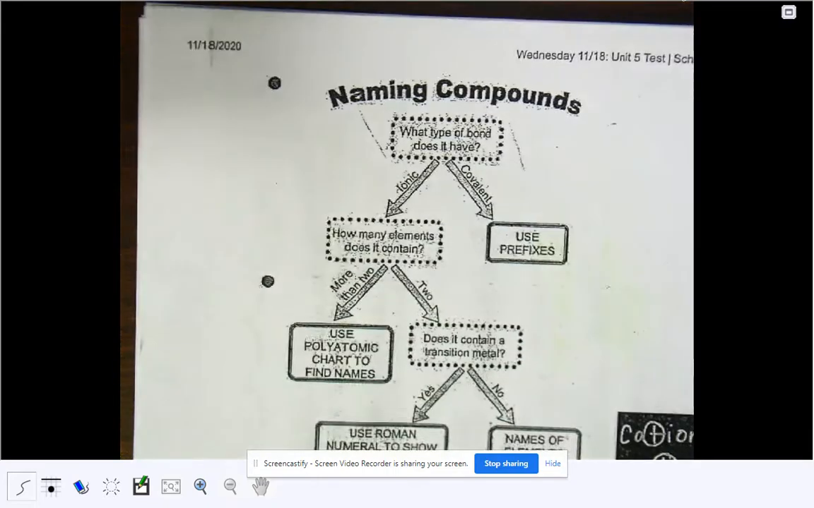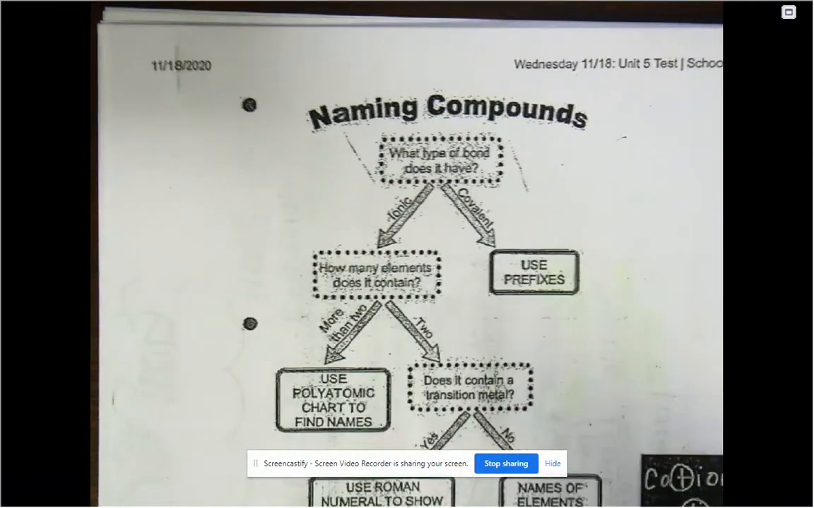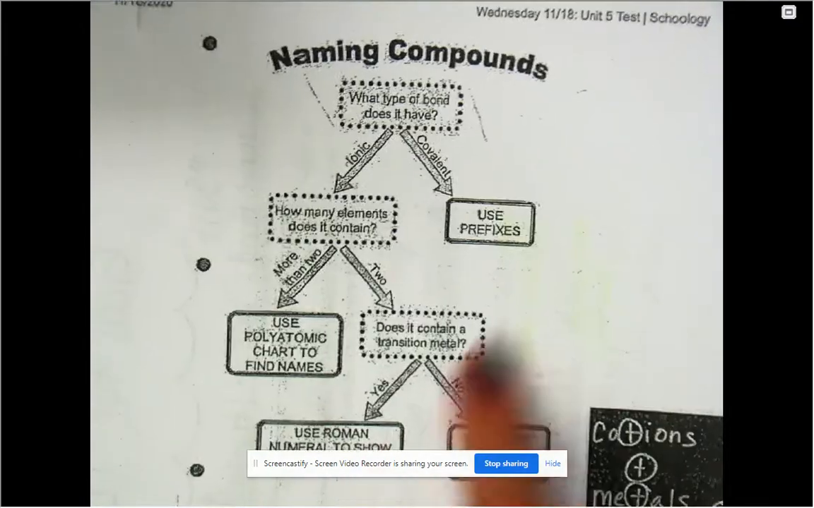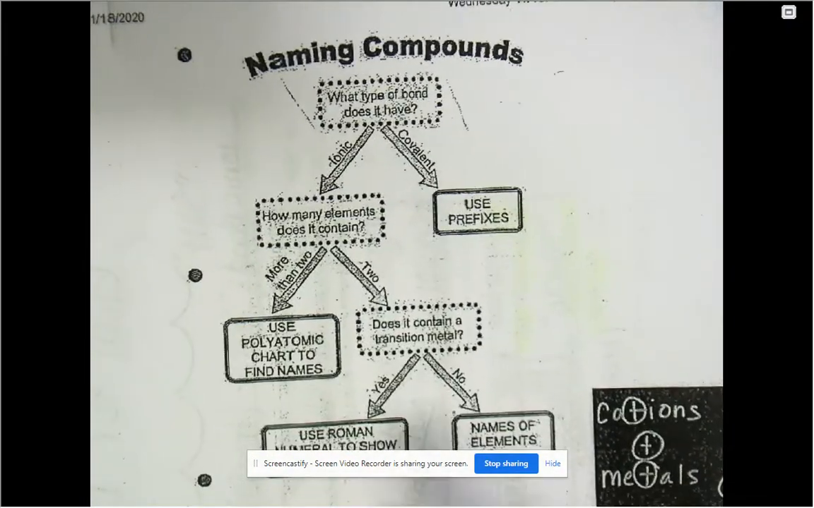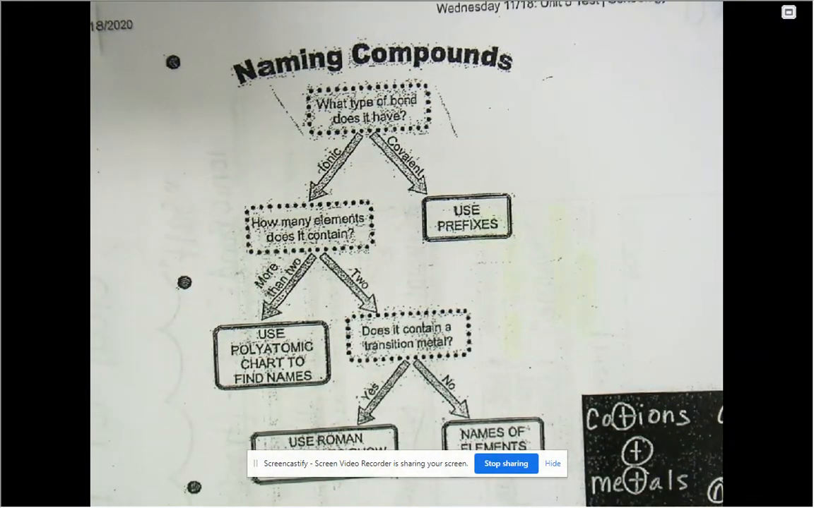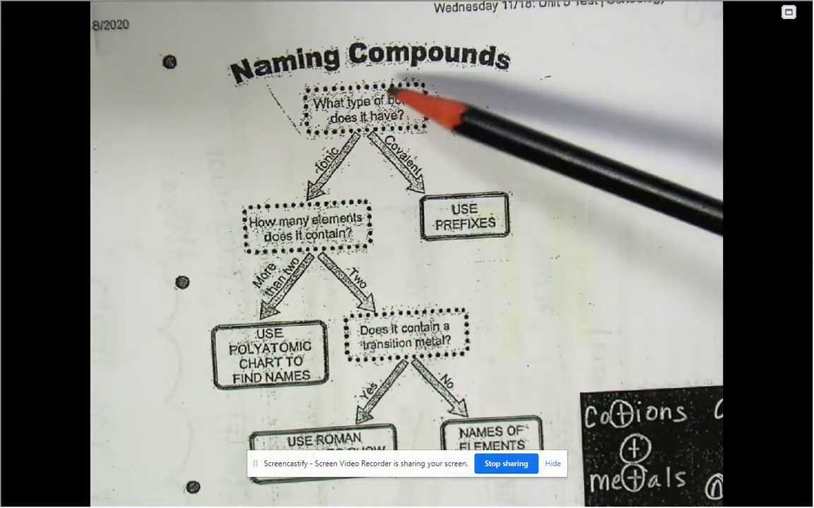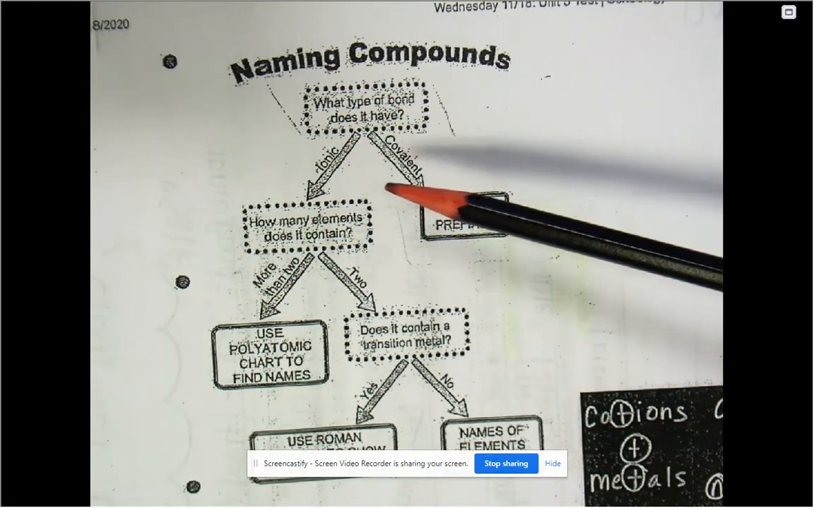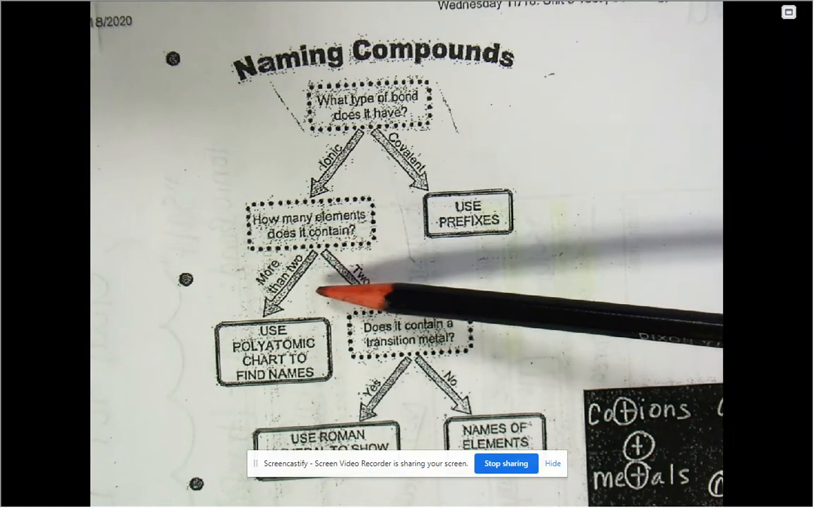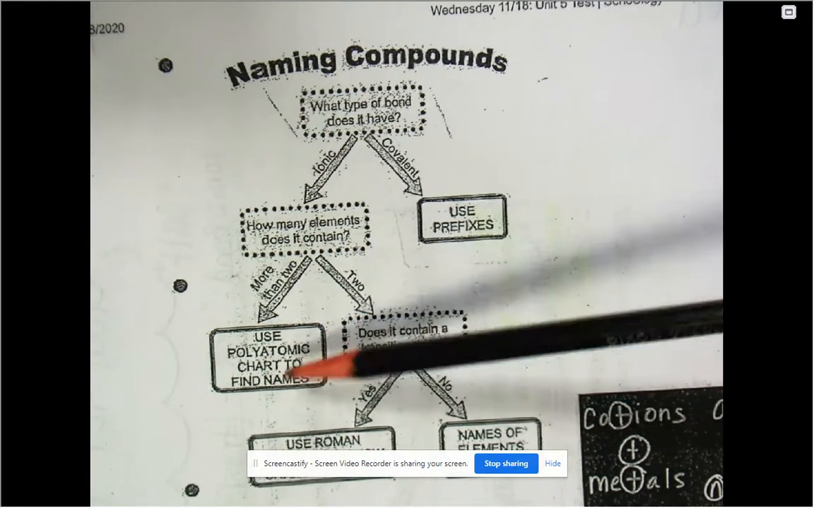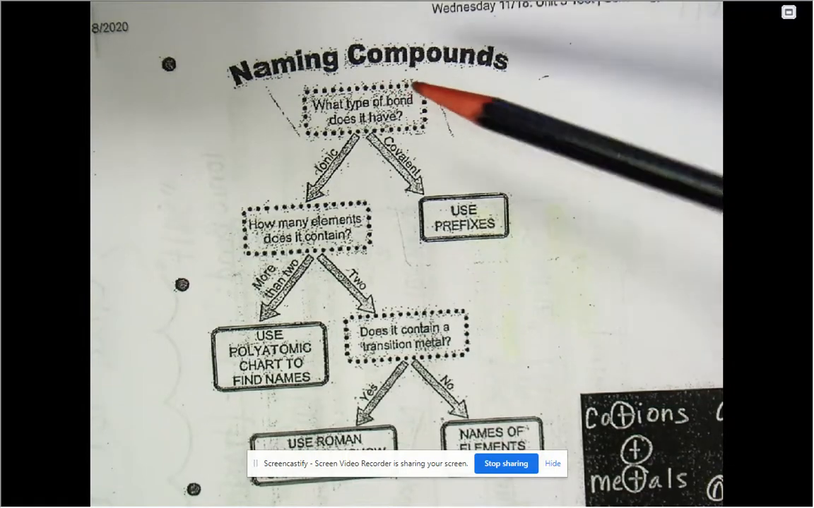Okay. So I know I told you guys to go to page 2, but I wanted to point out that we're going to be getting to this, all right? So here we have a little flow chart, and you're going to have to be able to do this stuff right here, right? So you're going to have to be able to figure out how to name something by using the flow chart. So the first question says, what type of bond does it have?